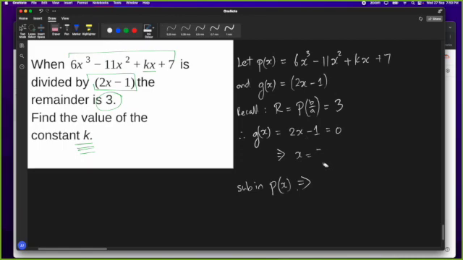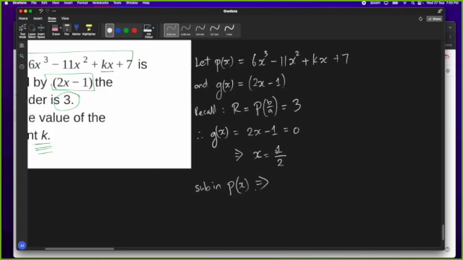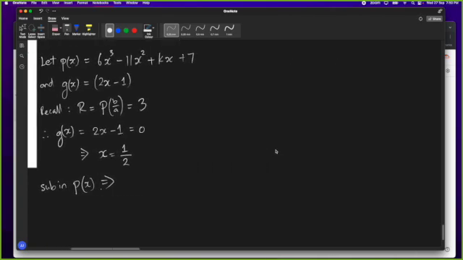See the careless, easy mistakes anybody could make. Yes, those are the careless mistakes you have to look out for. No matter how smart you are, careless mistakes could attack anybody. So what they're telling you in this question is that when you divide this long thing by this, the remainder is 3. That means that when I do my remainder theorem, I am supposed to get the remainder of 3.